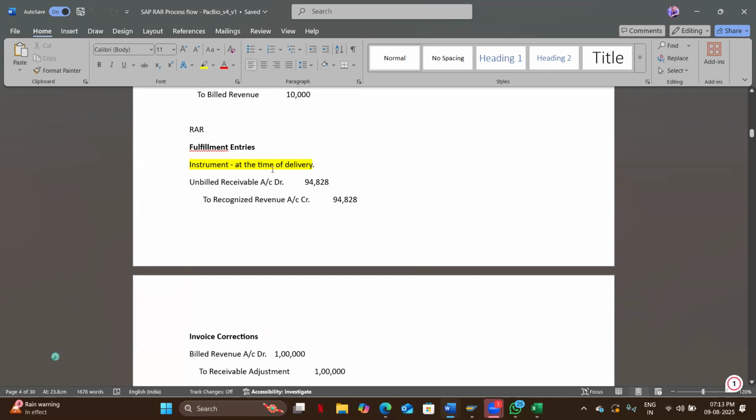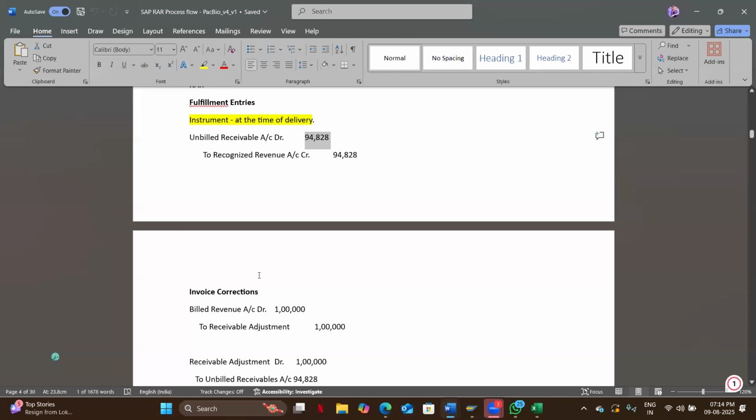So you can see here, for the instrument we have two types of order. One is the instrument, one is the service. For the instrument we have unbilled revenue. So that is the reason they enter from the unbilled revenue account to the recognized revenue account the full allocation amount because of the instrument. This is the delivery item, so they recognize the full amount.